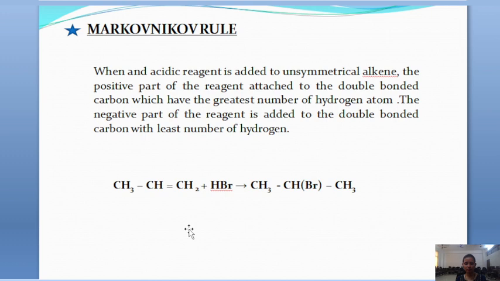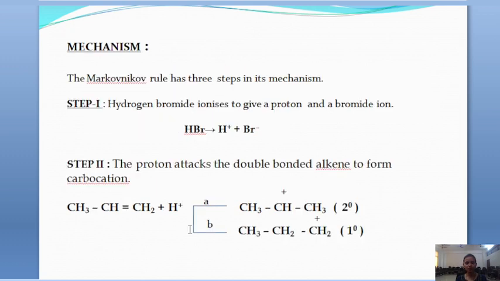Now let's check one example and its mechanism for better understanding. For the acidic reagent, I have taken hydrogen bromide. When we ionize hydrogen bromide, it will definitely give a positive part and a negative part, right? The Markovnikov's rule mechanism consists of 3 steps. In the first step, we take our hydrogen bromide and ionize it to give a proton and a bromide ion. Definitely the positive part will be the proton and the negative part will be our bromide ion.